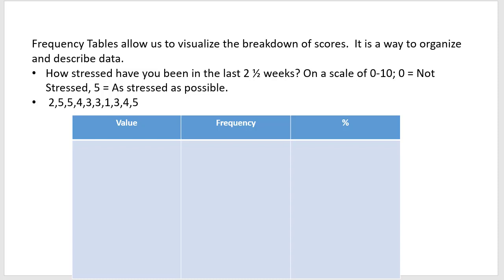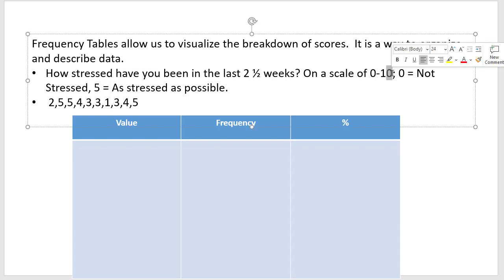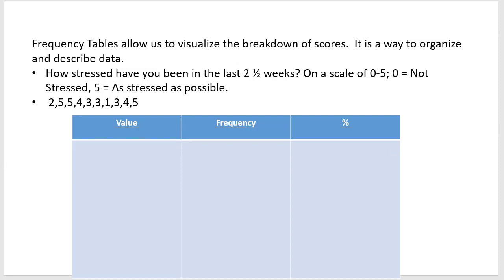So for example, let's say that I asked some people how stressed they've been in the last 2.5 weeks on a scale of 0 to 5. Oh, I'm sorry, I had that as 0 to 10, not 0 to 5. Let me fix that real quick. There we go. That makes sense. 0 is not stressed and 5 is as stressed as possible.